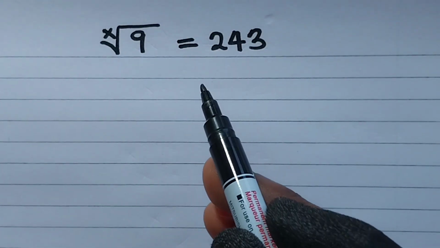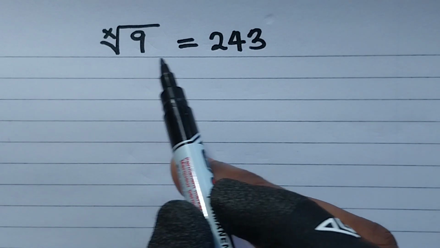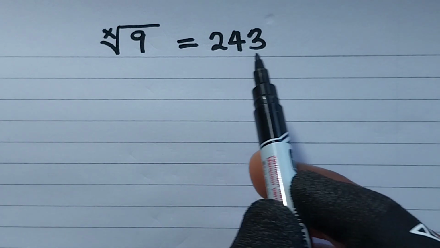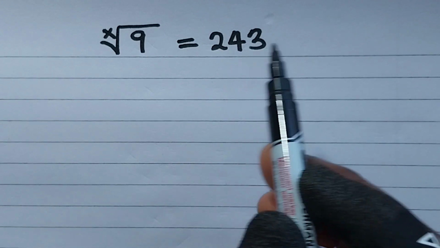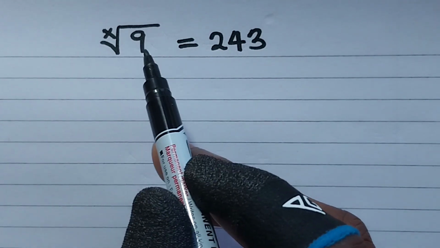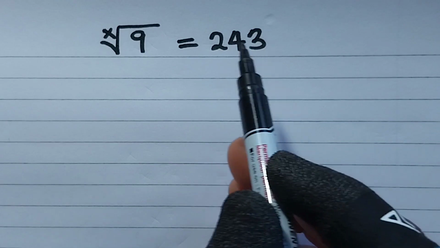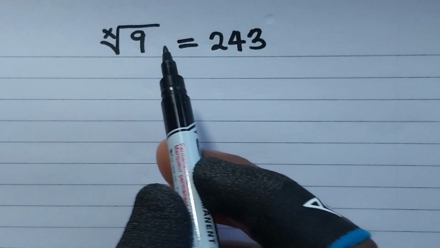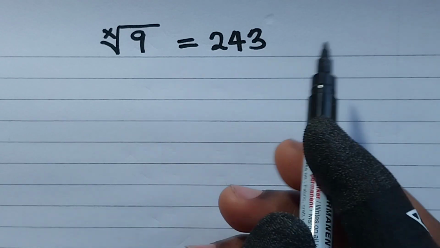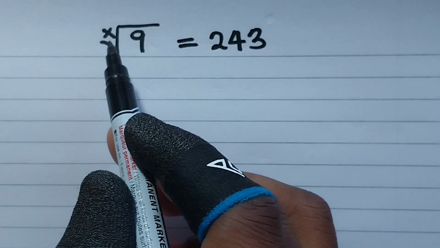So what do you do when you have the x root of 9 is equal to 243? This could be any other kind of equation. It could be any kind of number, but the idea here is having the x root of whatever the number is equal to whatever the number is. How do you get rid of this x?